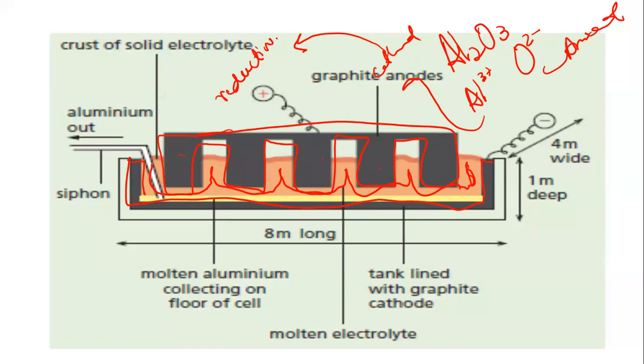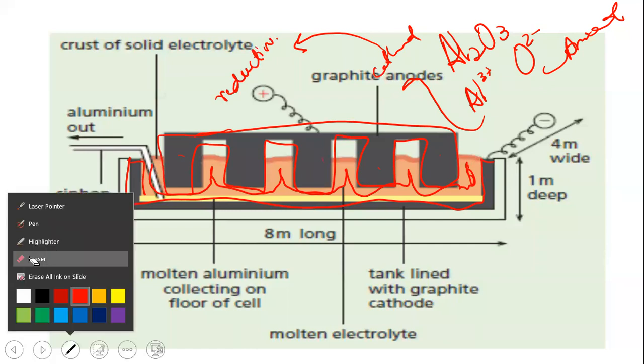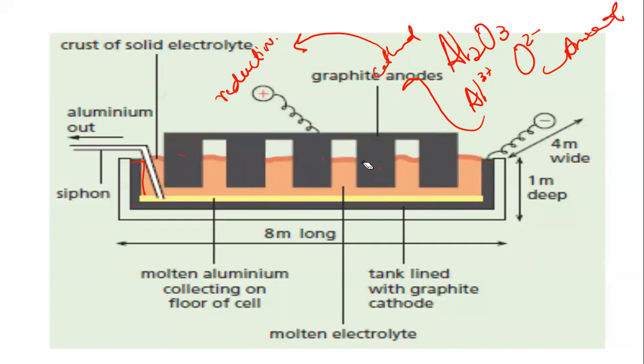So when I'm writing my equation, I'm going to start by writing down my ion. My ion is aluminium 3 plus. It is gaining electrons, right? Yes. It's gaining, so what will I write down next? Plus 3 electrons. Good job. And what will I get? Al. Good job. So this is the half equation at the cathode.